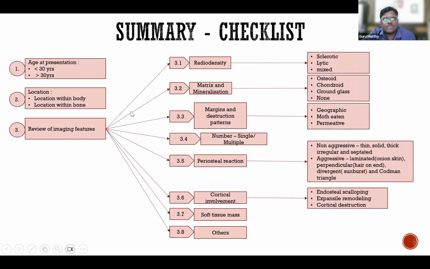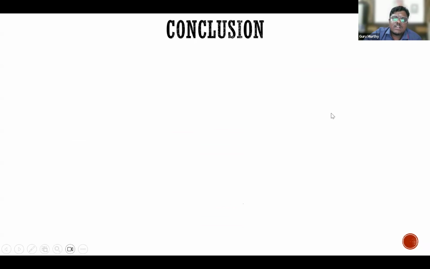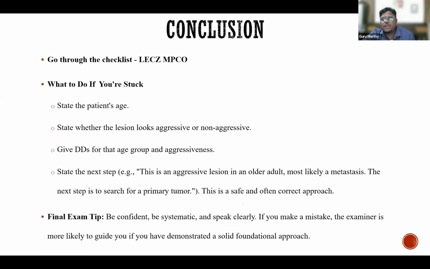So this is the summary, the three pillars which I said: age at presentation, location within the body, and within the bone, where exactly it is located. Then the few radiological features which I mentioned, of which radiodensity and matrix state the histological possibility of diagnosis of the lesion. Then margins, periosteal reaction, cortical involvement, soft tissue, these tell the aggressive nature of the lesions. If you club all those, you will be able to come to a proper diagnosis.